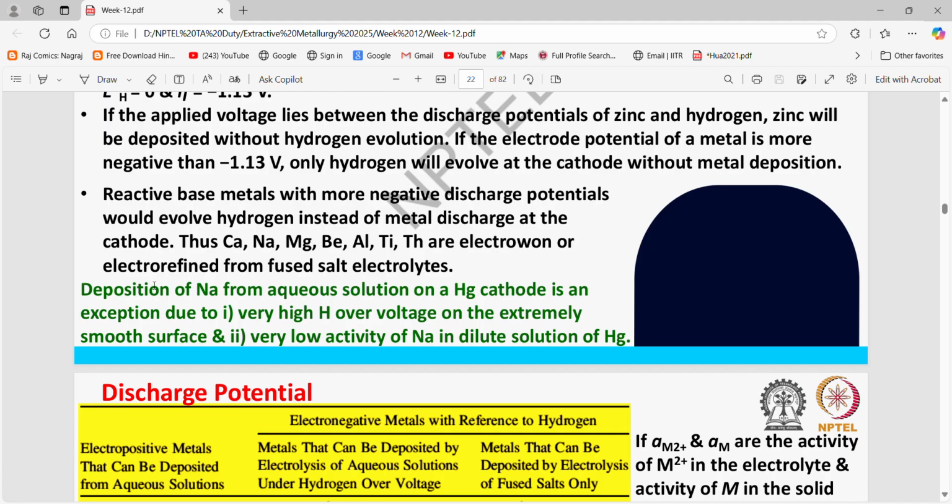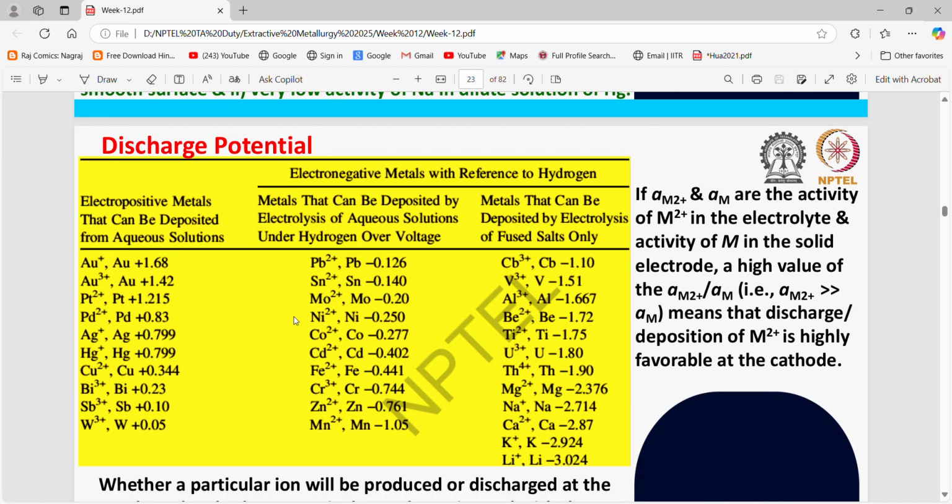Reactive base metals with more negative discharge potentials would evolve hydrogen instead of metal discharge at the cathode. Thus, calcium, sodium, magnesium, beryllium, aluminium, titanium, which have very high electronegative potential, are electro-won or electro-refined from fused salt electrolyte processes only. Deposition of Na from aqueous solution on a Hg cathode is an exception due to the very high hydrogen overvoltage over the extremely smooth surface and the very low activity of sodium in dilute solutions of mercury.